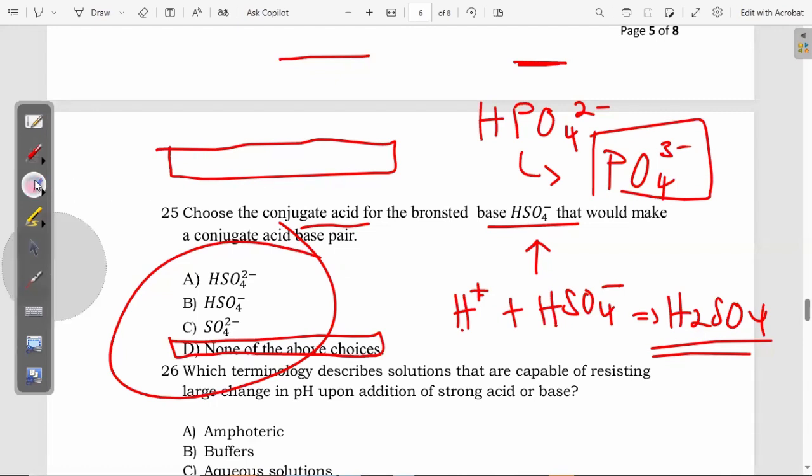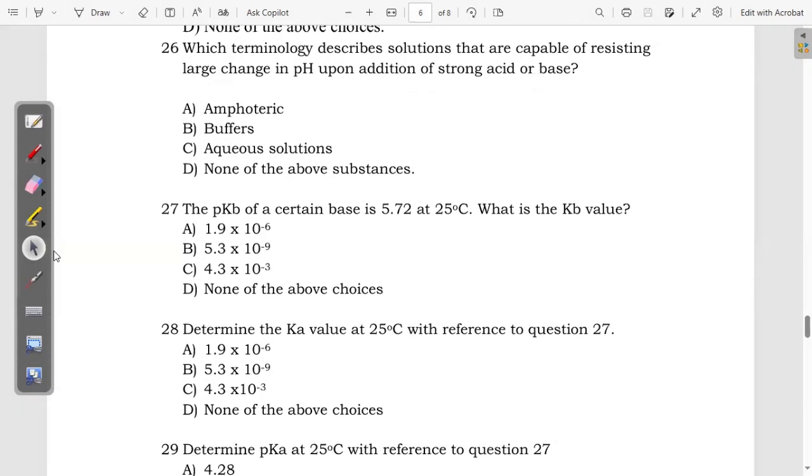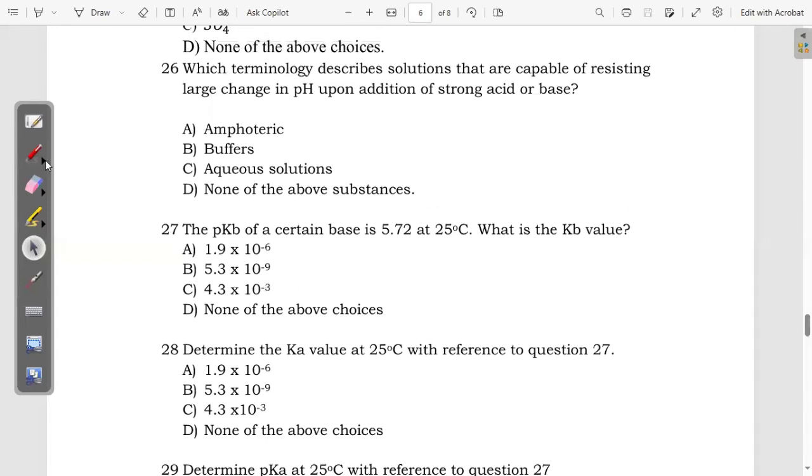Okay, so if there are no questions, I'll proceed to question 26. So question 26, they're saying, which terminology describes solutions that are capable of resisting large change in pH upon addition of a strong acid or base? So these are buffers. So buffer solutions, okay, so that one is straightforward.